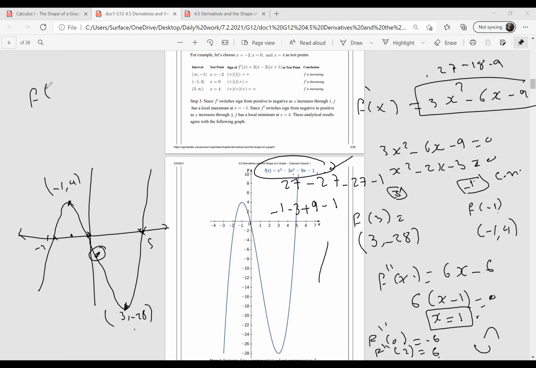We find f of 1 from the original function: 1 minus 3 is negative 2, minus 9 is negative 11, plus 1, so negative 10. So 1 and negative 10 is the inflection point.